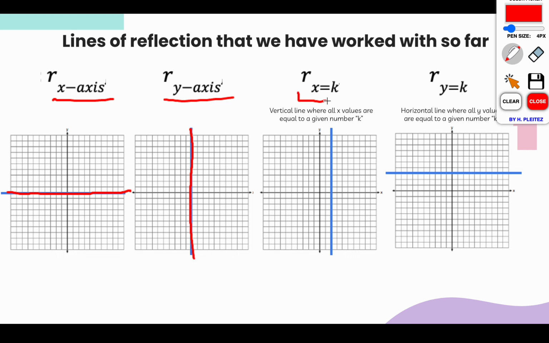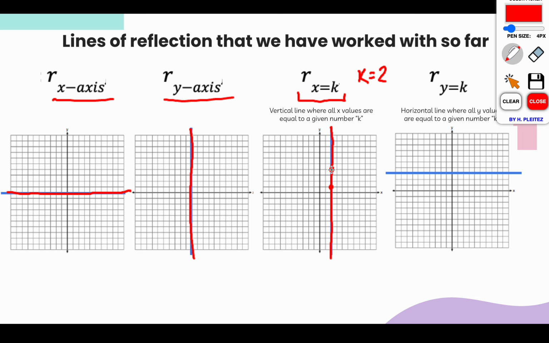So this form, a reflection over the line x equals k. k can be any number. In this example, k equals 2 right here. And what this is saying is, no matter what point I pick on this line, if I look at the x-coordinate, it's always going to be 2.